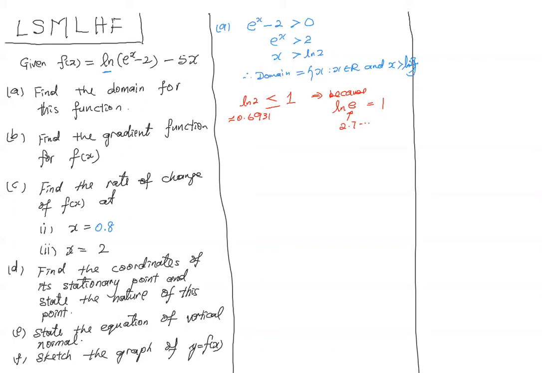Okay, may I know what a vertical asymptote is? Sharwin? x equals ln 2. Yes, you are right. Very good. So all of you are quite familiar with all this already. That is good. Okay, let's go to part B.